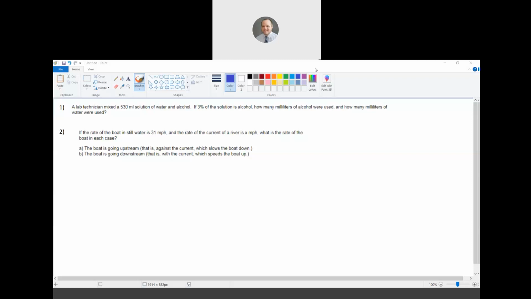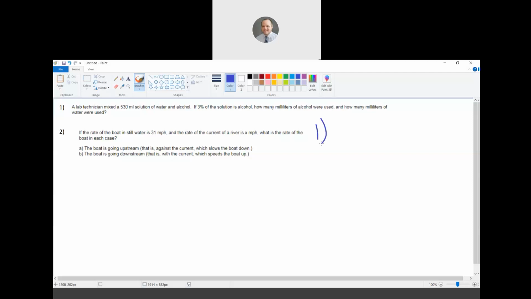So first question, a lab technician mixed a 530 milliliter solution of water and alcohol. If 3% of the solution is alcohol, how many milliliters of alcohol were used? And also, how many milliliters of water were used? Again, no systems of linear equations is required here. It's just a simple percent problem.